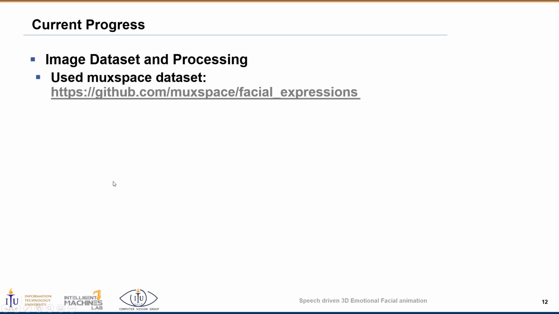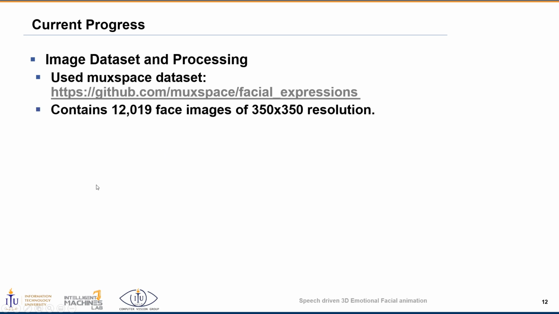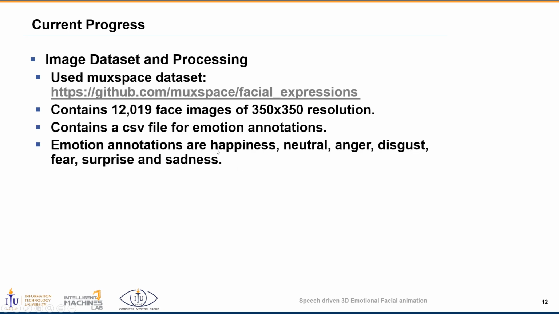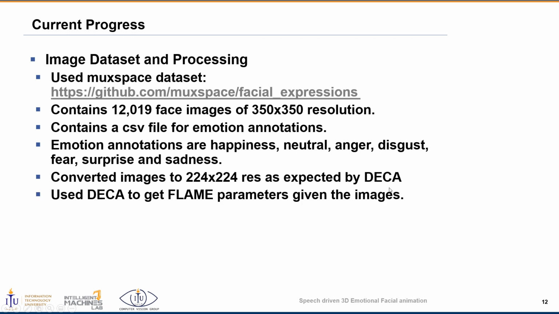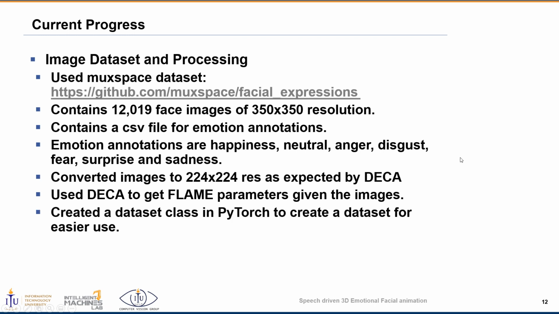So I used a dataset from Workspace, and it contains 12,000 images and a CSV file for emotion annotations. We scaled them as expected by DECA, and we used DECA to get the FLAME parameters corresponding to these 12,000 images, and we created a dataset class in PyTorch. So basically we get FLAME parameters and corresponding emotion annotations, which can be translated to 3D models by easily passing those parameters to FLAME to reproduce those 3D models with high fidelity.